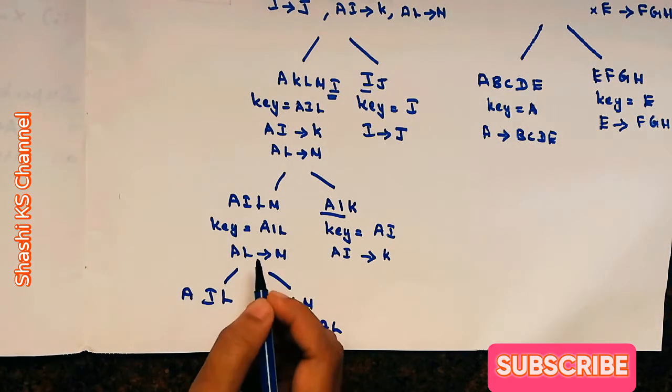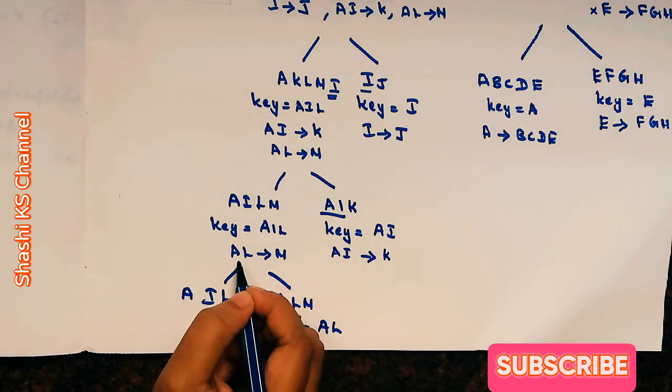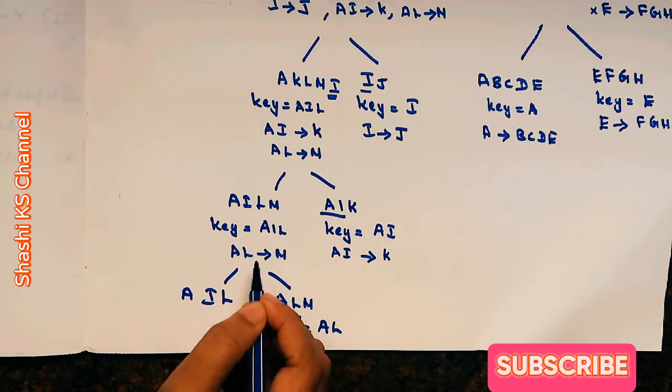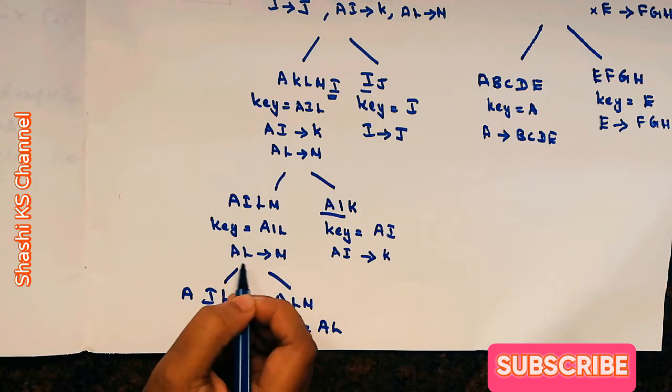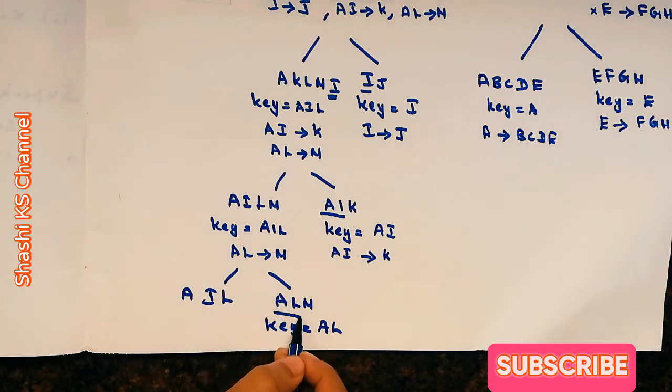Okay, I repeat, here we had AILM. The functional dependency projection for this is AL determines M, but the key is AIL. So this functional dependency is not there in BCNF form. So again I apply closure to AL. When I apply closure to AL, I'll be getting ALM. So whatever I get in the closure, I write all that as one of the decomposed relations, and the key for this decomposed relation is AL.